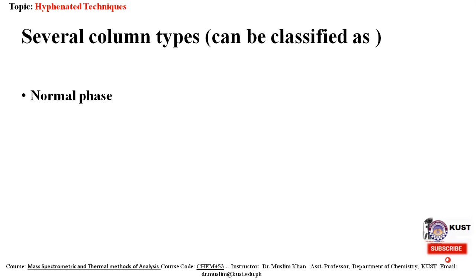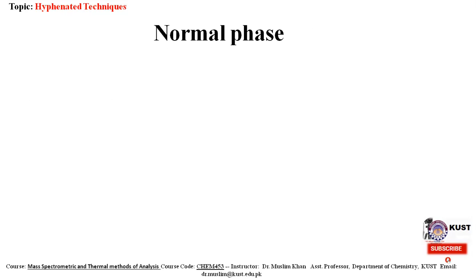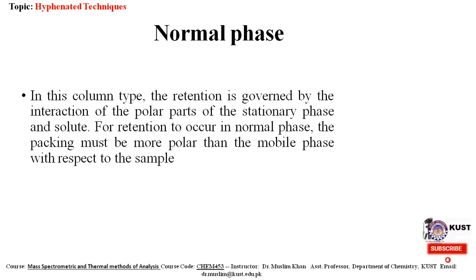There are several types of chromatographic columns, so that's why different types of chromatography exist: normal phase chromatography, reverse phase chromatography, size exclusion chromatography, and ion exchange chromatography. First of all, the normal phase. This is just to refresh your knowledge about chromatography, because we are connecting this chromatography to the mass spectrometer.